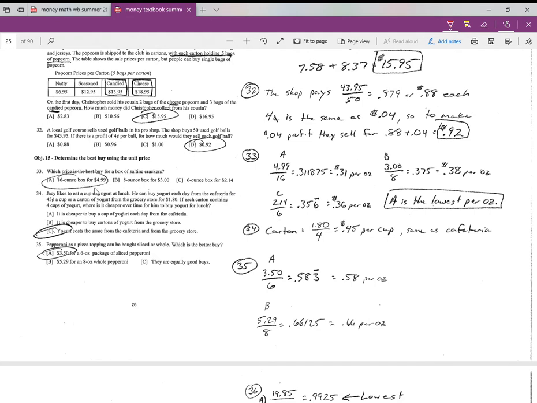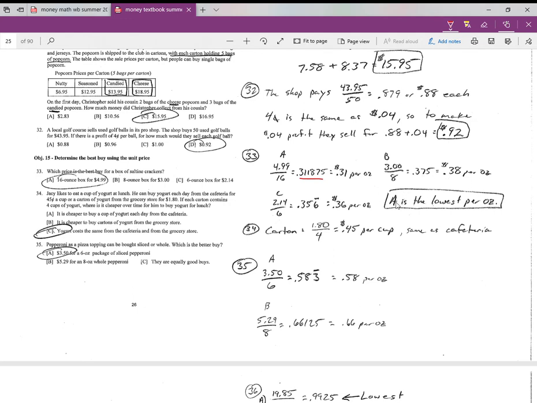$4.99. Remember, for unit price, you take the money divided by how much you get for that money. So $4.99 divided by 16, you get this decimal, round it. So that would be about 31 cents per ounce. Letter B, the math for this is $3. The money goes on top. You get 8 ounces, 0.375 or 38 cents per ounce.